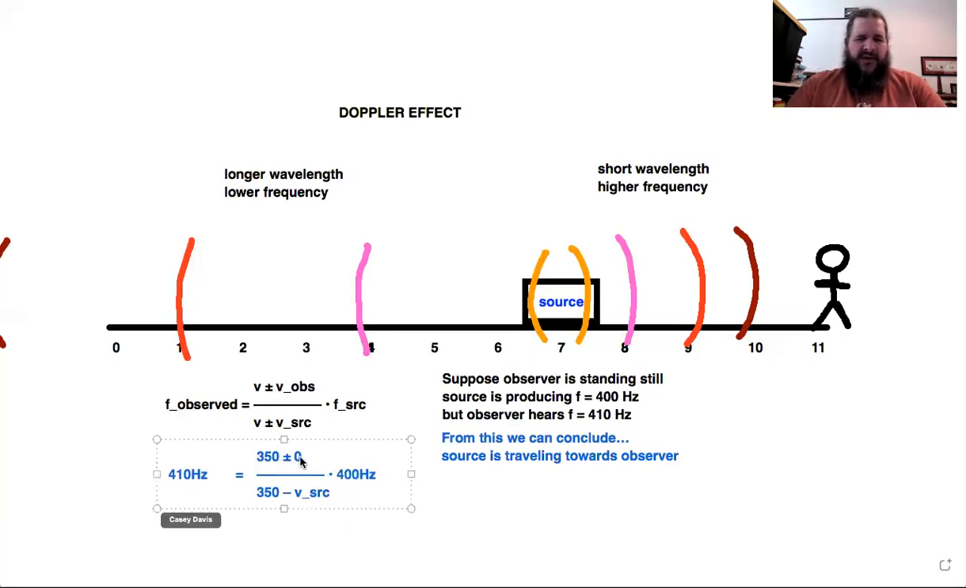And then plus or minus 0 doesn't matter. That's just going to be 350. And then V source is the only unknown left. So we should be able to solve for that. Any questions on the setup so far?